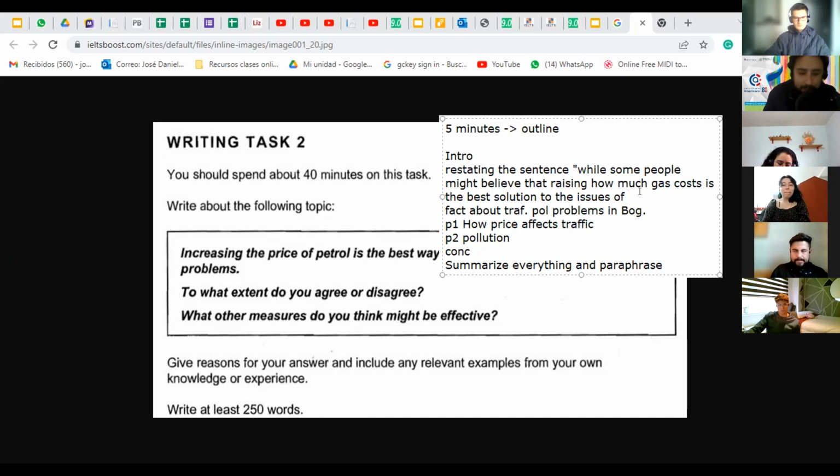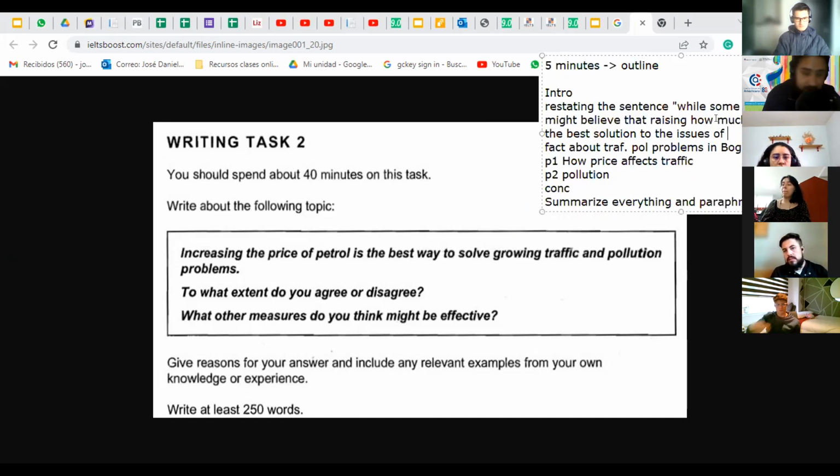Well, pollution is the best way to say pollution. How else can we say that? Contamination.